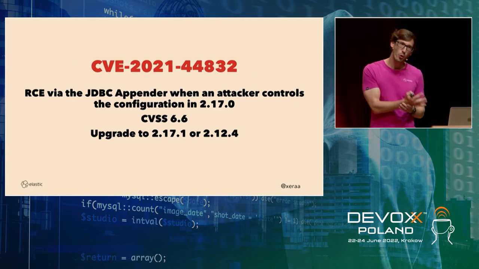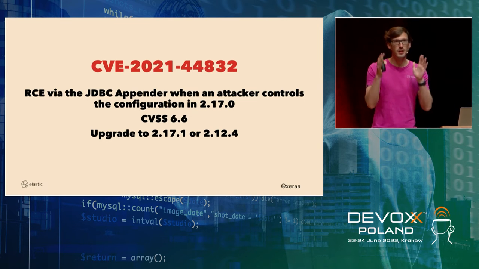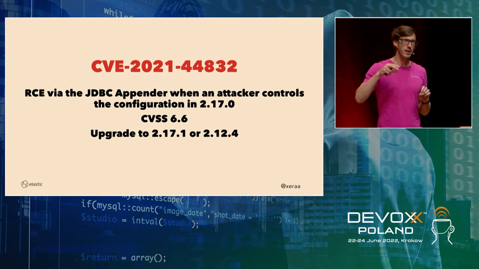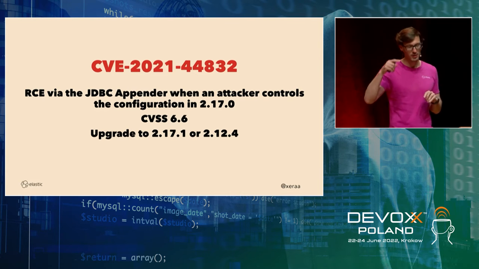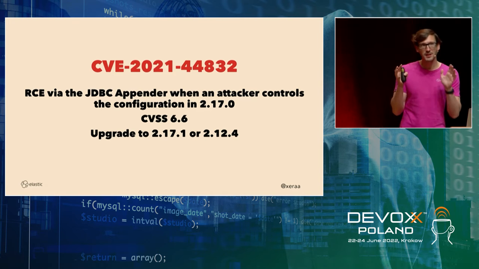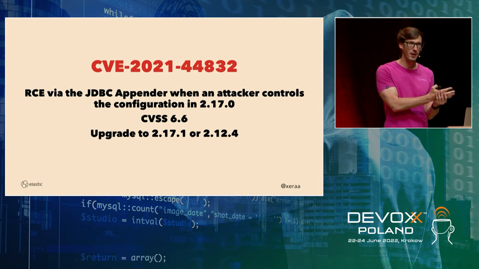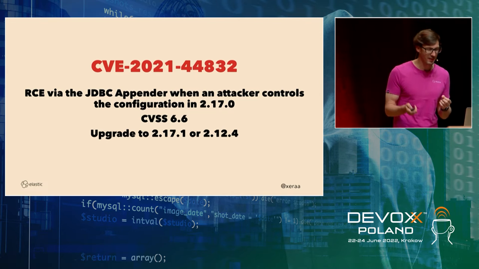It was a remote code execution, but as an attacker, you would need to own or be able to edit the configuration file and create the malicious JDBC connection. And through that, you could exploit code. It got a much lower score because the attacker needs to actually be able to edit the log file or the pattern file on the server. And once you can edit the pattern file on the server, probably you have been pretty much owned anyway. So an attacker is not necessarily gaining so much from that.